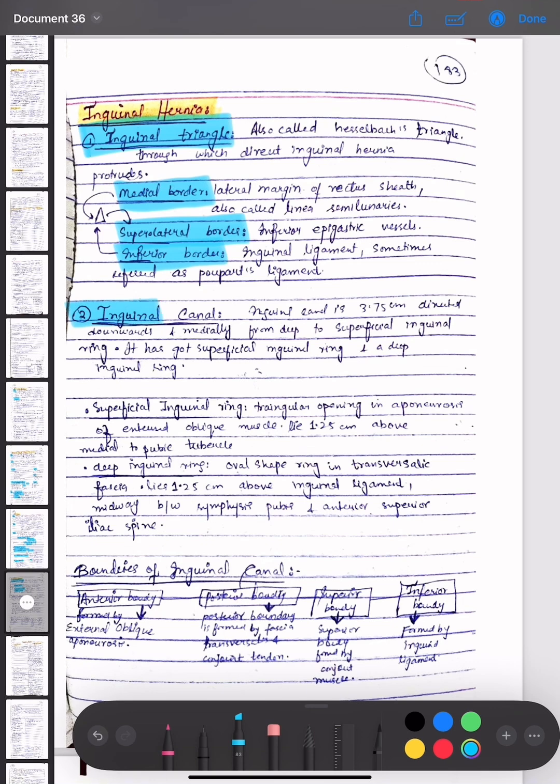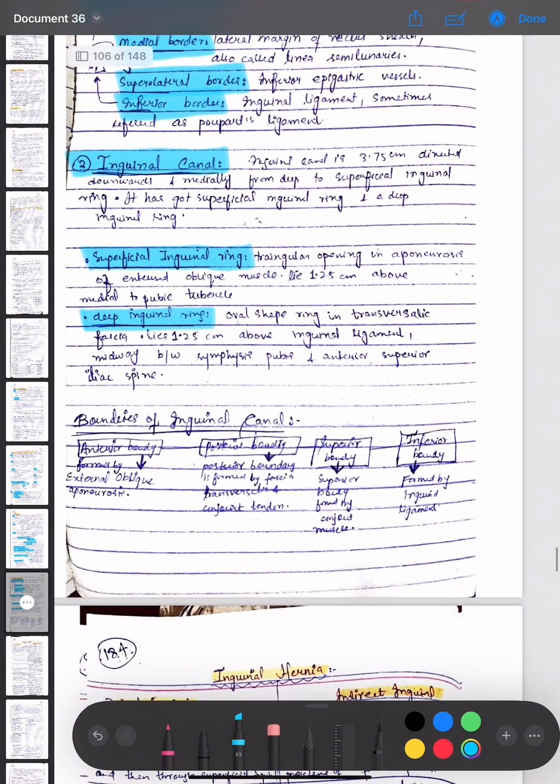Then we have the inguinal canal. The inguinal canal is 3.75 cm long, directed downwards and medially from the deep to the superficial inguinal ring. It has a superficial inguinal ring and a deep inguinal ring. The superficial inguinal ring is a triangular opening in the aponeurosis of the external oblique muscle, which lies 1.25 cm above and medial to the pubic tubercle. And then the deep inguinal ring, which is an oval-shaped ring in the transversalis fascia, lies 1.25 cm above the inguinal ligament, midway between the symphysis pubis and the anterior superior iliac spine.